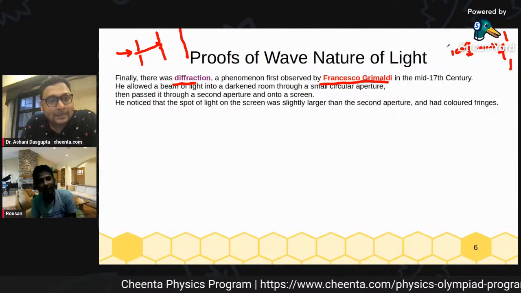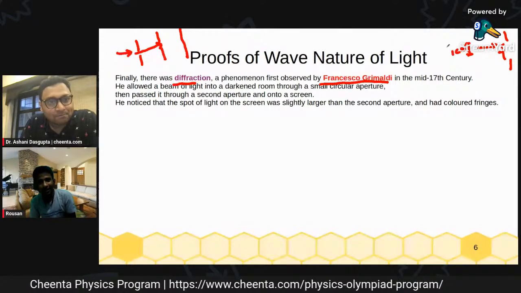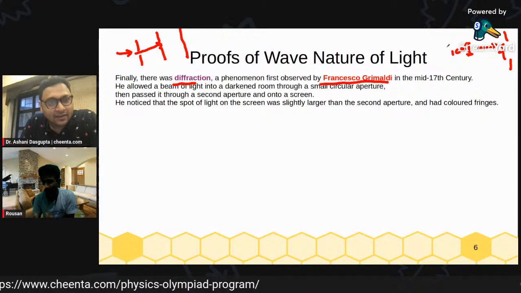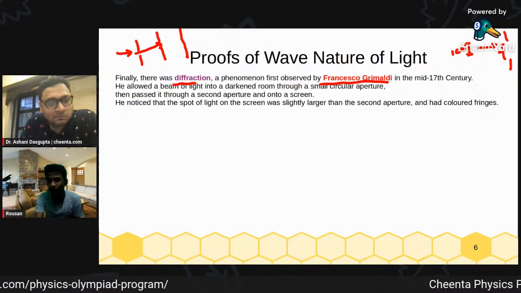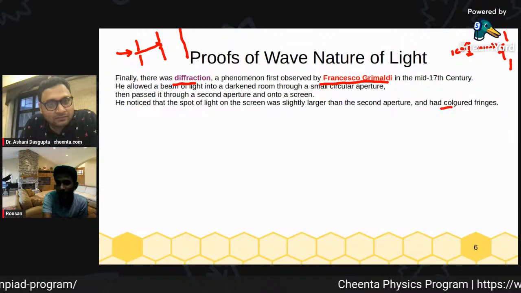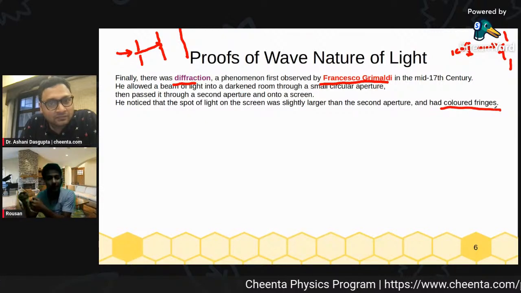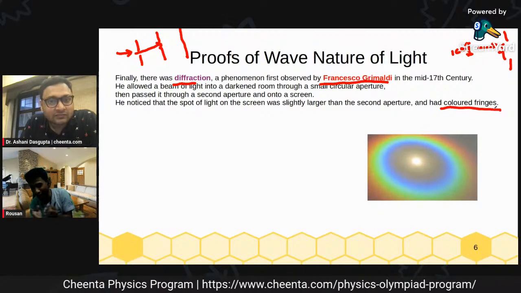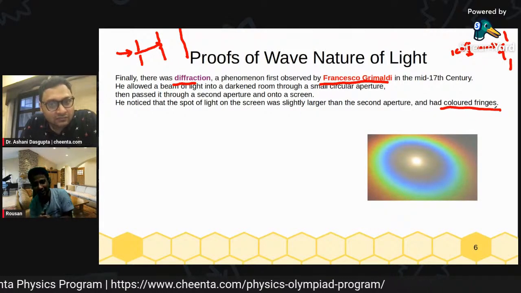But it should not be the case, right? If light is made of particles, it should be exactly of the same shape. And also there were different color fringes, that is, different shapes of different colors. So actually the result was something like this. Very beautiful.